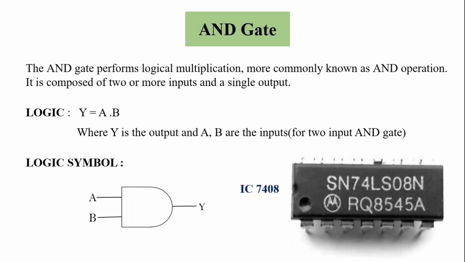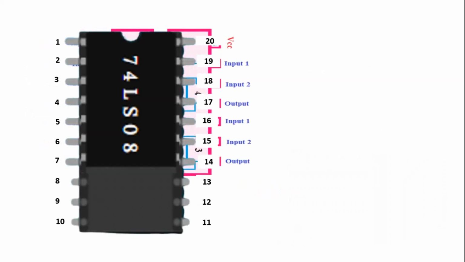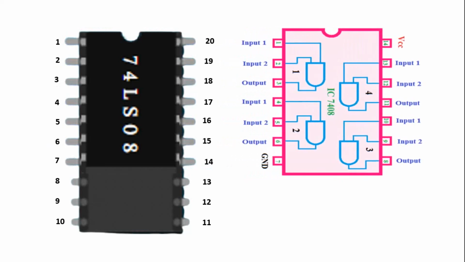AND gate IC number is 7408. We will use this IC on the simulator. Now the pin configuration of IC 7408. This is also a 14 pin IC. So VCC at pin number 14 and ground at pin number 7.